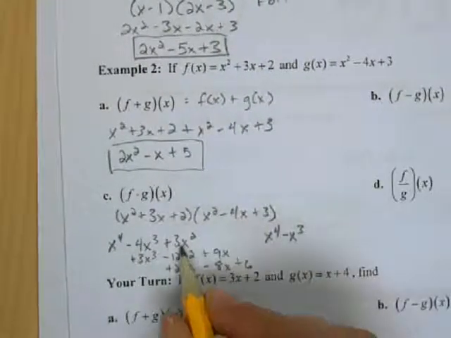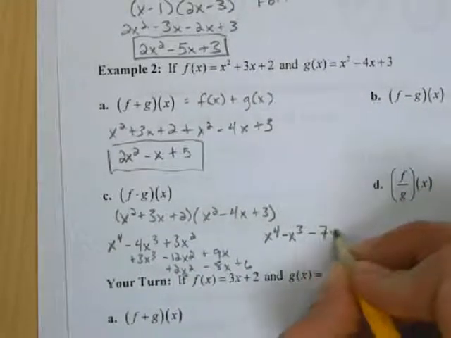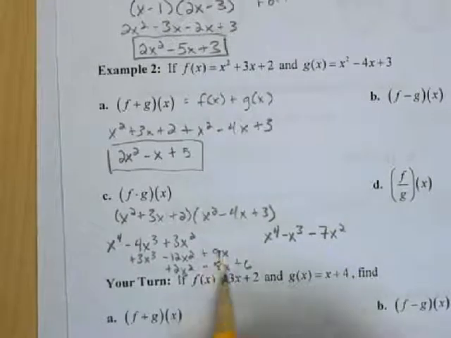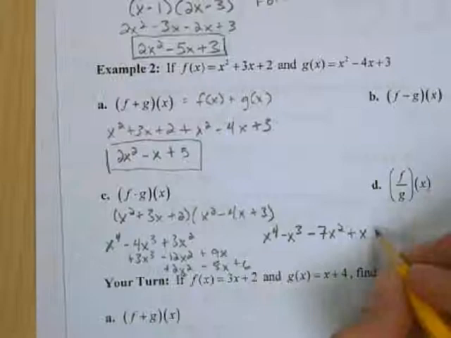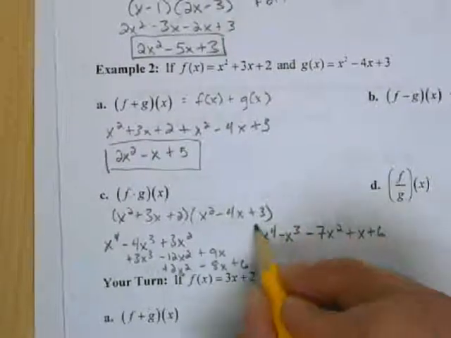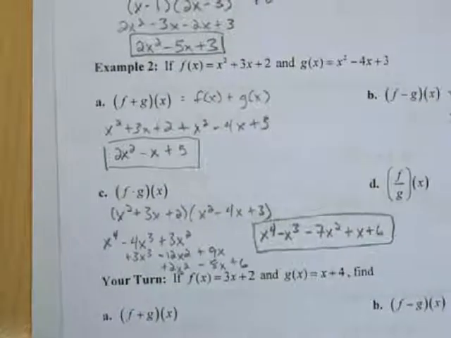3x squared minus 12x squared plus 2x squared is negative 7x squared. Positive 9 and negative 8 makes positive 1x, and then positive 6. So that would be my final answer: x to the 4th minus x cubed minus 7x squared plus x plus 6.